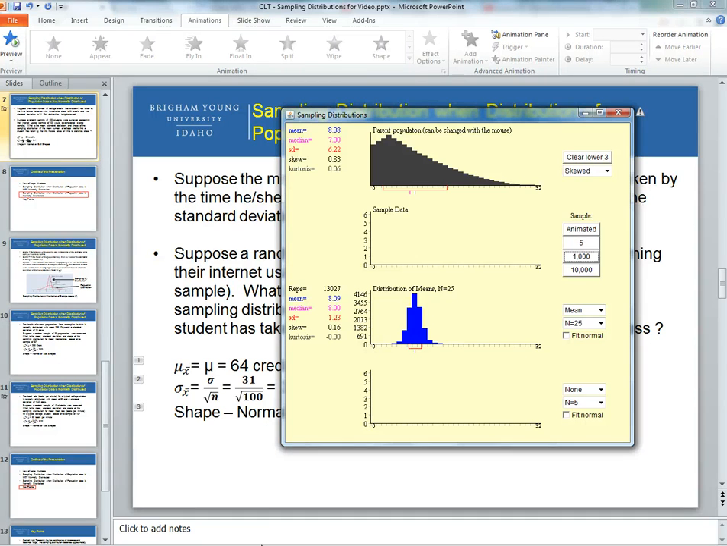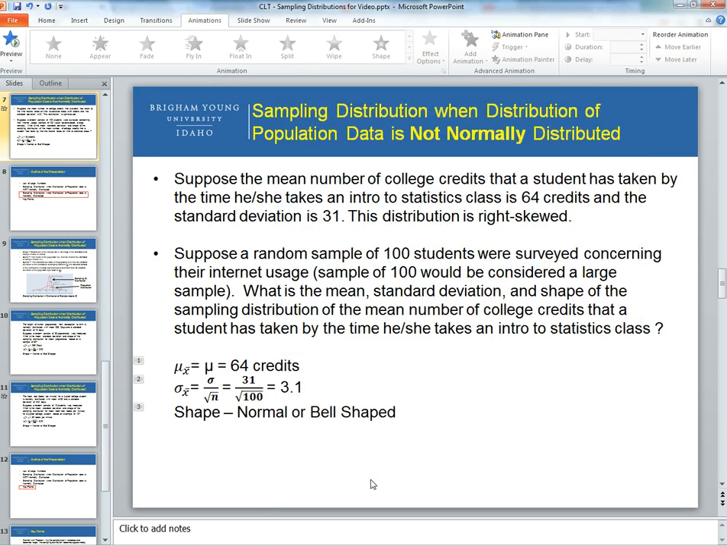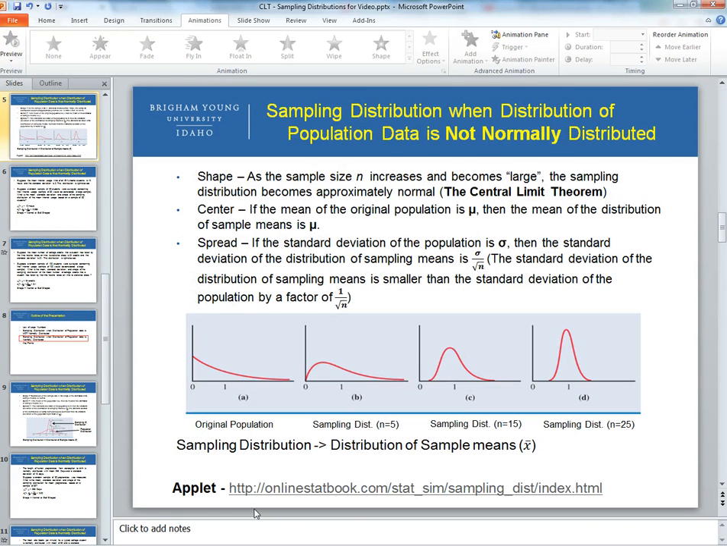Okay. Now, if you wanted to work with this, let me just go back a couple of slides here. You can take this applet and play around with it as well. You need to have Java updated, but you can use this to check that for yourself as well.